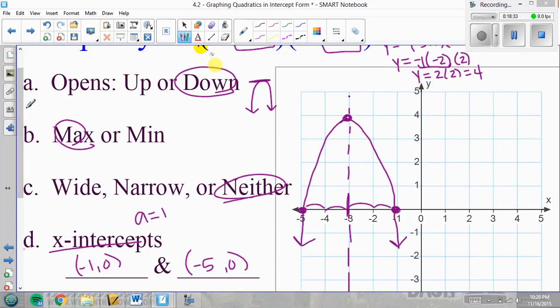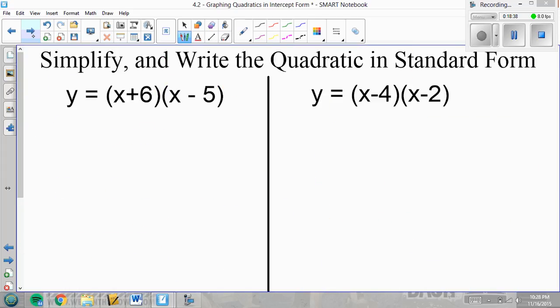Okay, so now that we've done a couple examples in intercept form, just like when we did vertex form, you can transform your equations back into standard form. Okay, so we are going to distribute. So we know y equals, I have x times x, so I have x squared. Then I have x times negative 5. I'm making sure I take it to both terms inside my second set of parentheses.